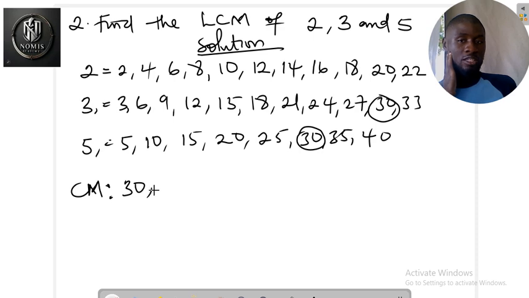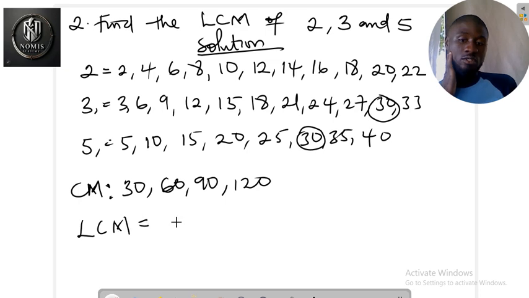Remember what we said in the previous example. The multiples continue like that: 60, 90, 120. Now the LCM is always the first, which is 30. So the LCM of 2, 3, and 5 is equal to 30.